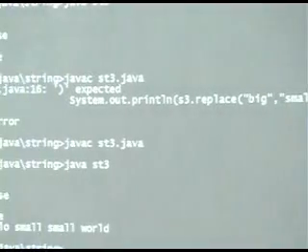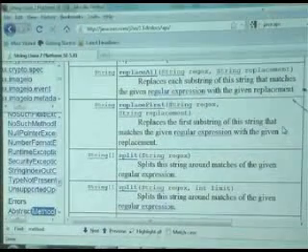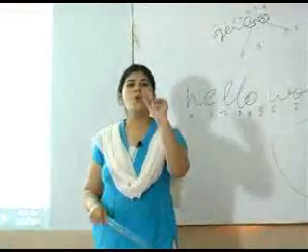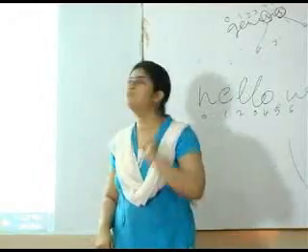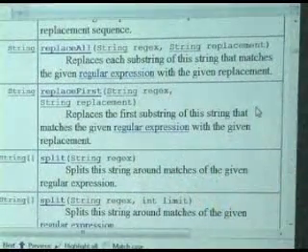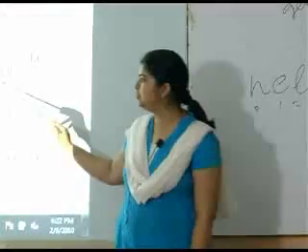Okay, go back to the API. Come down. You have replaceAll also. Now suppose you want to say hello big small world. You want to replace only one big with the word small. Then in that case you've got to use replaceFirst. That means replace only the first word with small. Don't replace all with the word small.